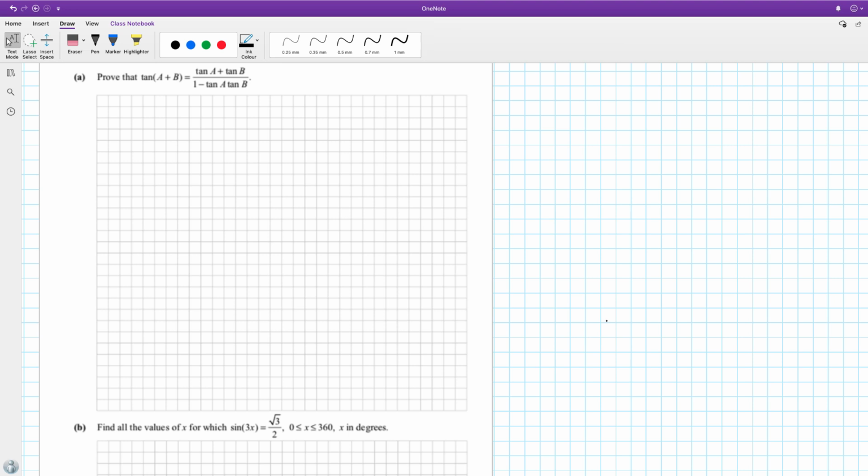Tan is, what's the tan of B? Sine of A plus B over cos of A plus B, because tan is sine over cos. So that's the sine of A plus B over the cos of A plus B.